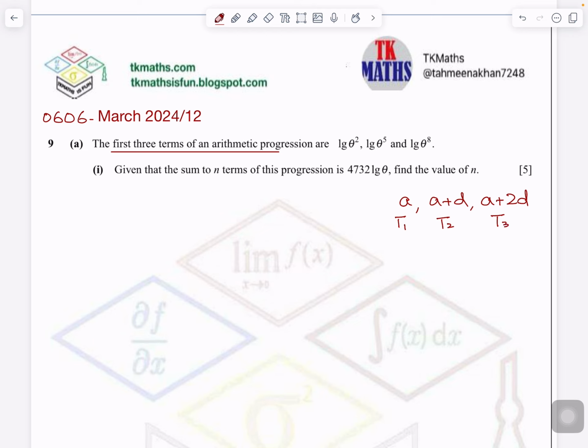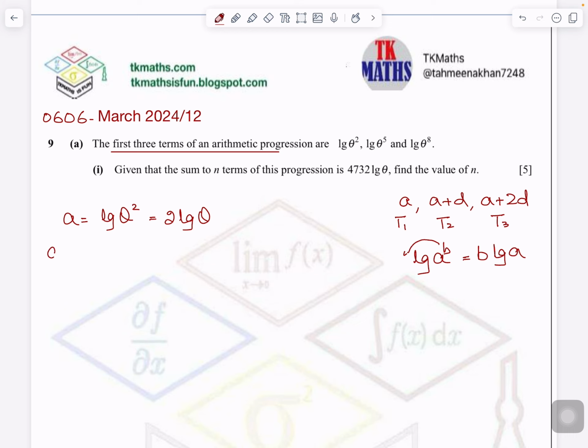So let's write here. First term is given to you, lg theta power 2, which can be written as 2 times lg theta. Now this is because of the power law. Just to help you recall the power law: in logarithms we have studied that if something is written like this, then this power can come here as a multiplier, and it can be written as b lg a. So this is what we are doing here.